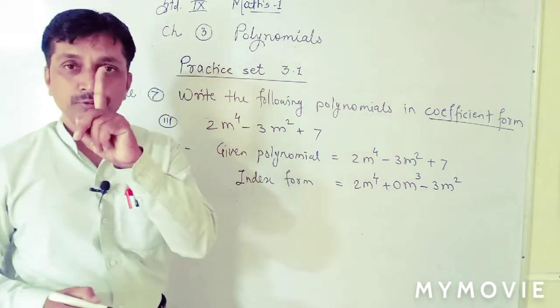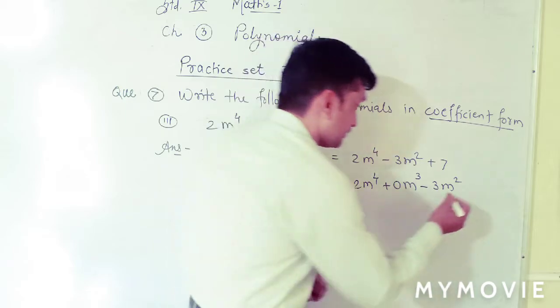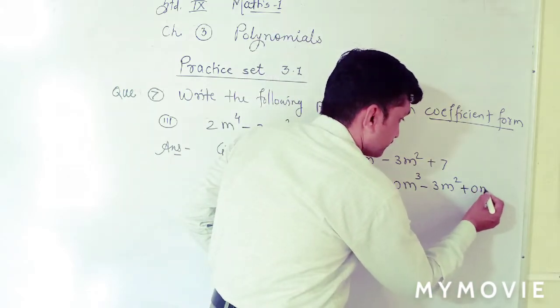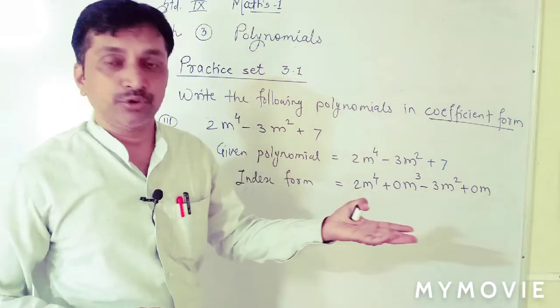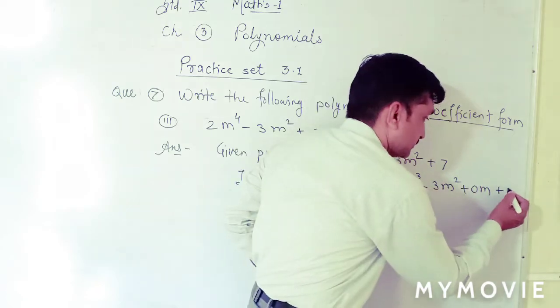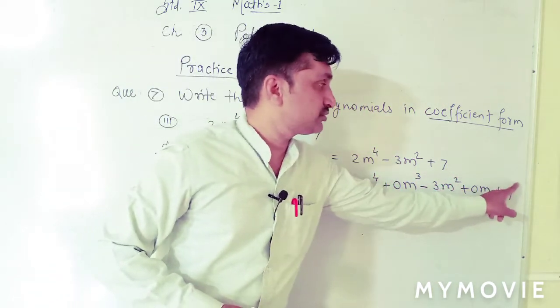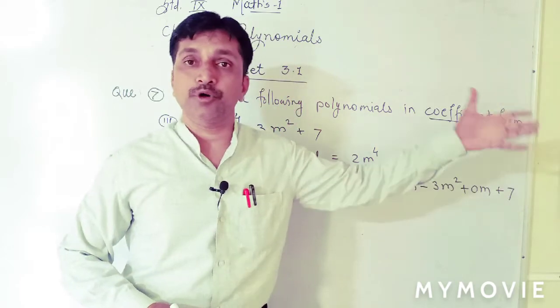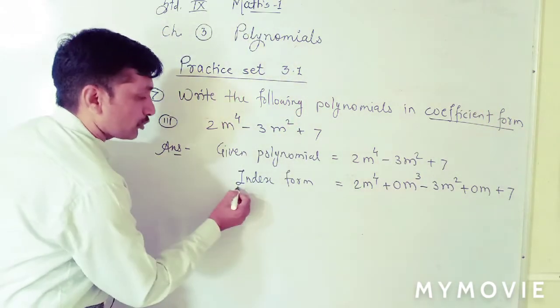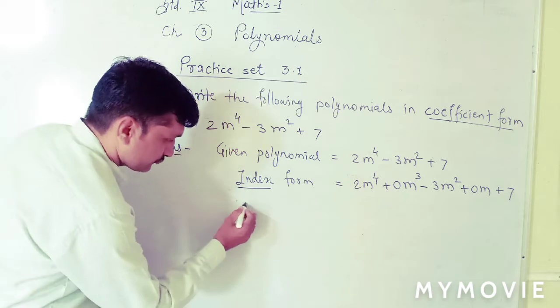After power 2, we want power 1. Power 1 is not given, that's why there is 0m. And at last we want the constant. The constant is given, 7. Let's check again: 4, 3, 2, 1, 0. Constant. The power of a constant is 0. This is index form. And now coefficient form.